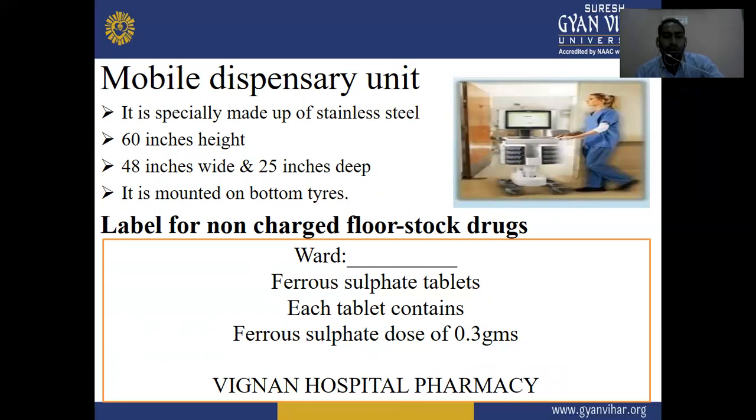Label for non-charged floor stock drugs. The label for non-charged floor stock drugs contains the ward number, then the salt name, like ferrous sulfate tablet. Each tablet contains a dose of ferrous sulfate of 0.3 grams. This is the label of the hospital pharmacy.